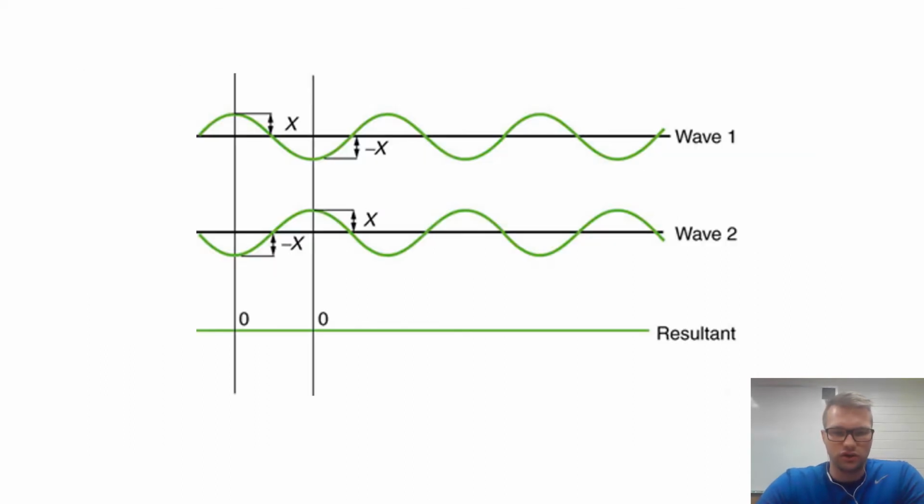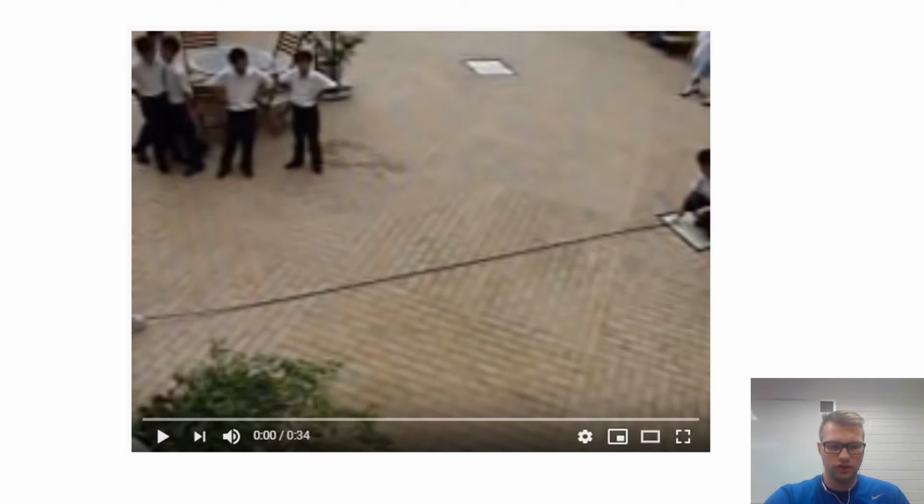So here we can see that wave 1, let me get my pen out, is going up and then down, and wave 2 is just the opposite. It's down, then up. So when these two waves come together, the resultant wave is canceled out. It's just a straight line. Let's see a video on this one, which can explain it pretty well. So let's watch this video and see what happens.